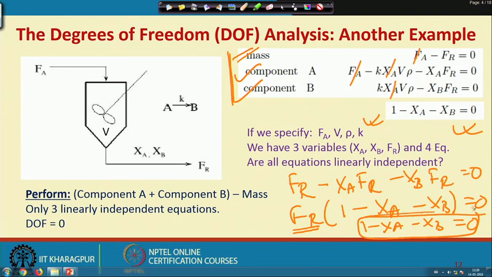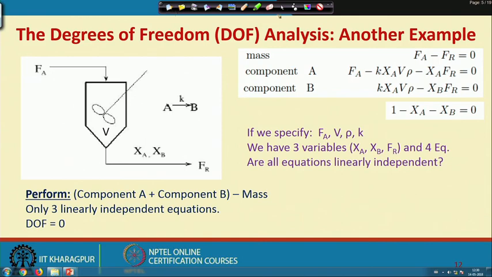So, if I drop this equation, then I have 3 variables XA, XB, FR and 3 equations, so my degrees of freedom is 0. Now, instead of fixing FA, if I say that FA is a decision variable that needs to be found out, now I have 4 variables XA, XB, FA, FR and 3 equations, so I will have degrees of freedom 1 and optimization is possible. So, with this we would like to stop here.